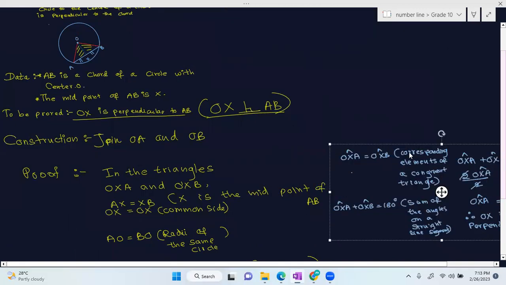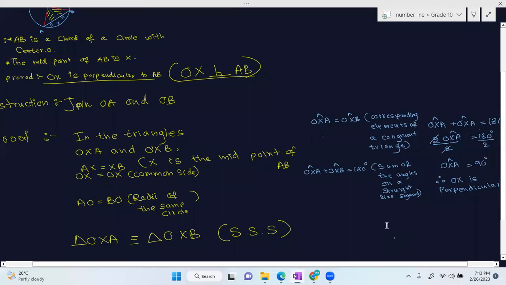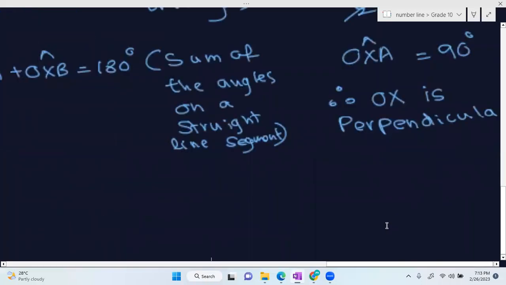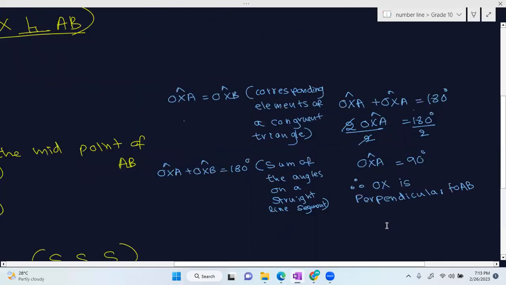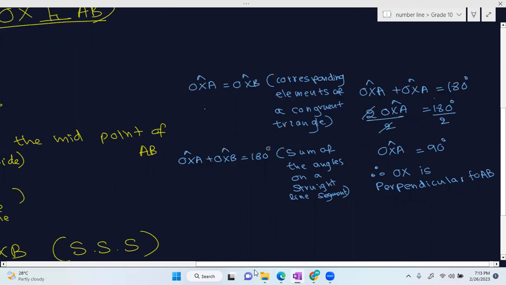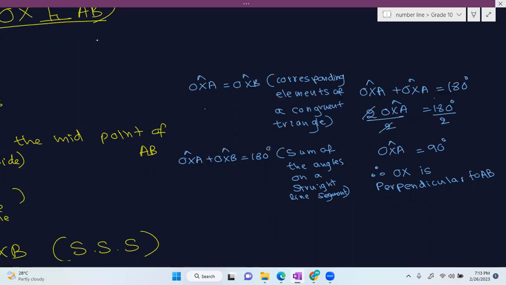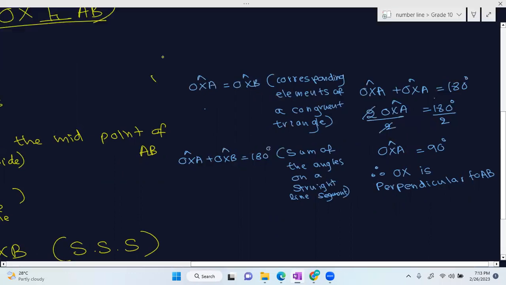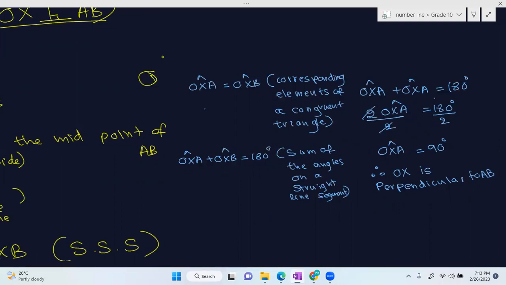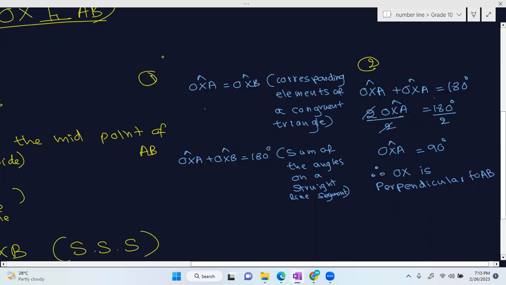Okay, then under this congruency, you have to write this down. When you write, these are the steps. This is the first step. Write them one below the other.